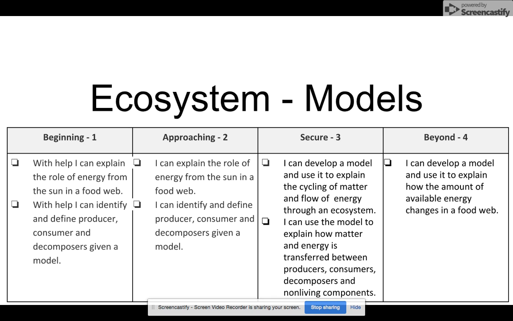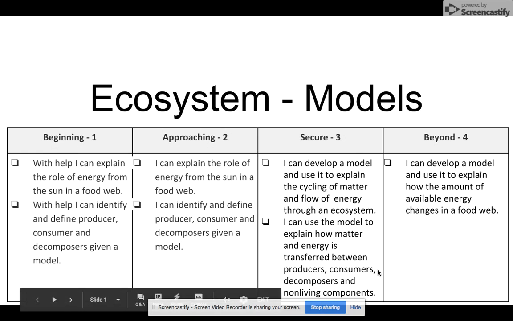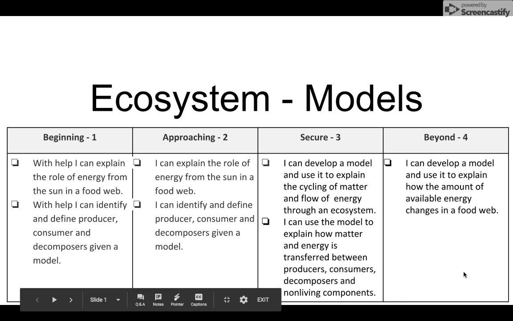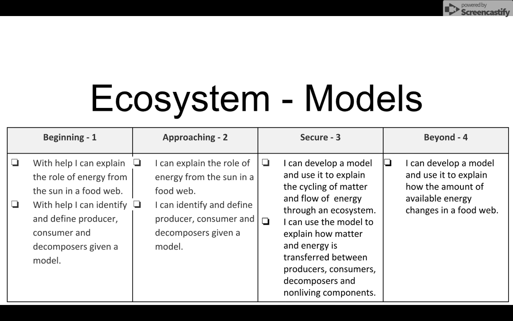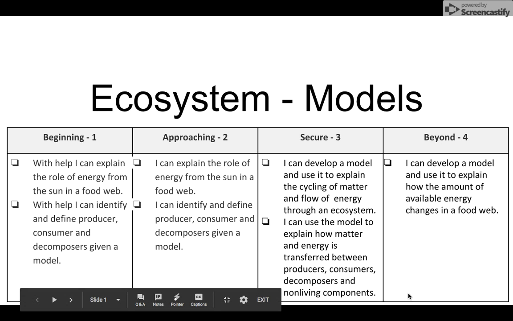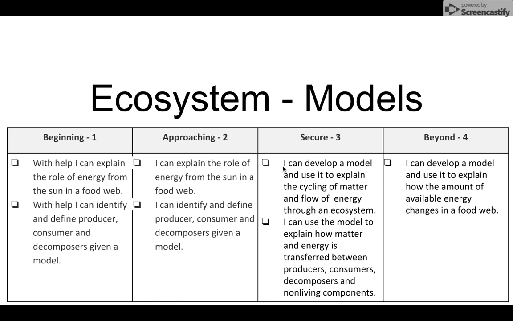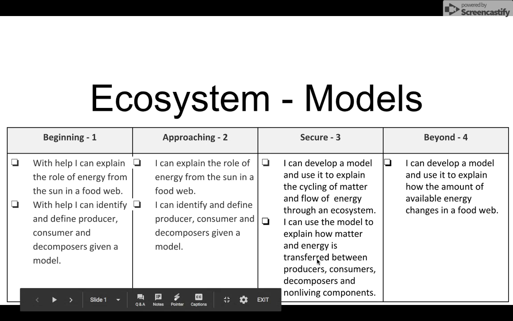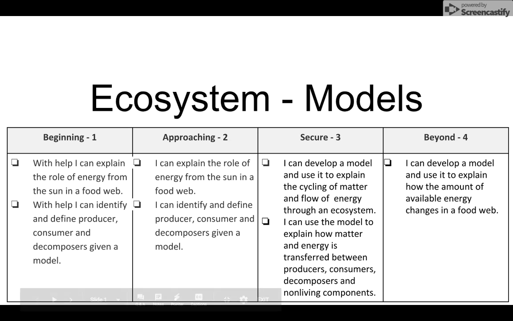Hi, everybody. We are going to be going over our ecosystem CFAs, starting with models. It's always important to look over our grading scale before we start doing our CFAs so we make sure we get everything in it. In order to get a level 3 for your ecosystem models, you need to be able to develop a model and use it to explain the cycling of matter and flow of energy through an ecosystem. And you can use a model to explain how energy is transferred between producers, consumers, decomposers, and the non-living components.